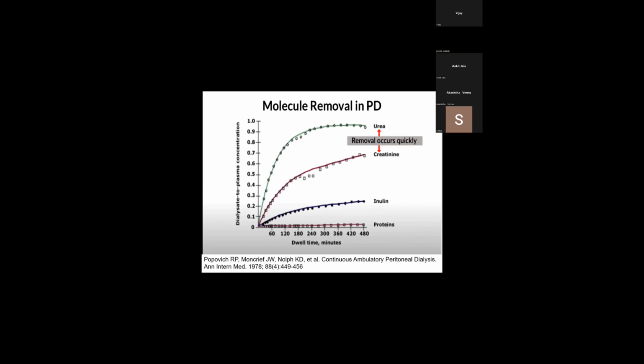Now this is the slide showing the rate of molecular removal in peritoneal dialysis. The x-axis has dwell time in minutes, and the y-axis is the dialysate to plasma concentration of various molecules. As can be seen, molecules like urea and creatinine are removed quickly, within 1 to 2 hours of the start of peritoneal dialysis. This is beneficial because the main aim of peritoneal dialysis is to remove urea and creatinine. Large molecules like inulin and proteins are not removed initially, and they take much longer.